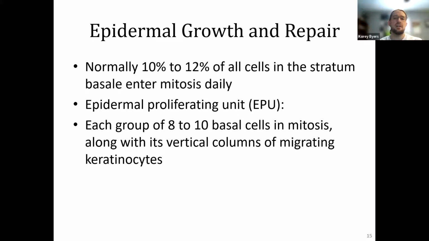So about 10% of all of the cells in the stratum basale are going through mitosis daily. And so they're going through, they are in these big chunks. And so we just divide that into what's called an epidermal proliferating unit, an EPU, and that can be measured. It's usually discussed in reference to burns or wound healing. And so it's these groups of 8 to 10 basal cells that are going through this vertical column of division and then growth as they are pushed up and as they become keratin-filled corneocytes.